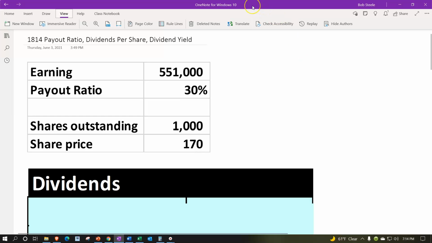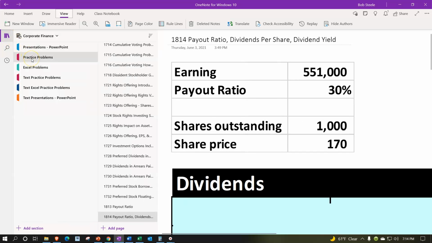Here we are in OneNote. If you have access to OneNote and would like to follow along, you're not required to, but if you would like to, we're in the icon on the left-hand side in the Practice Problems tab, then down in the 1814 Payout Ratio, Dividends Per Share, and Dividend Yield tab.